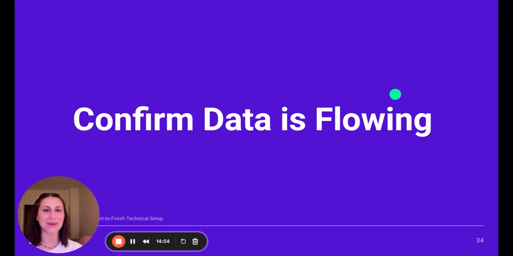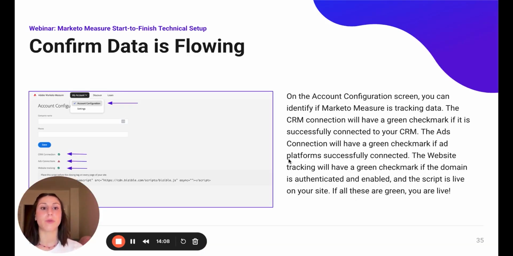Lastly, we want to make sure that your data is flowing. So we can actually confirm your data is flowing by the same screen we were just on. I love this screen. I consider it a little health check to just make sure everything's working. So you'll see those line items that we briefly talked about, we'll come back to now. You can see that there's one for CRM connection, ad connection, and website tracking.